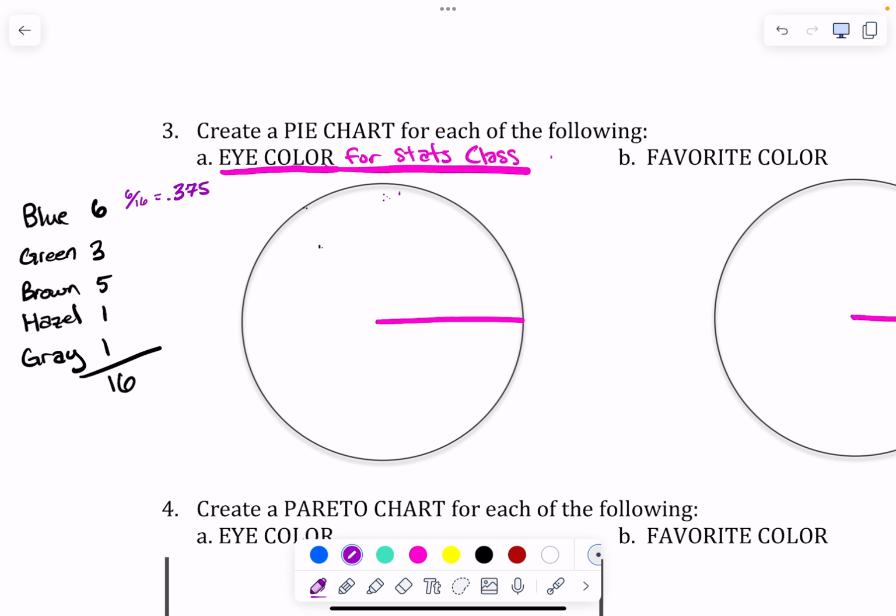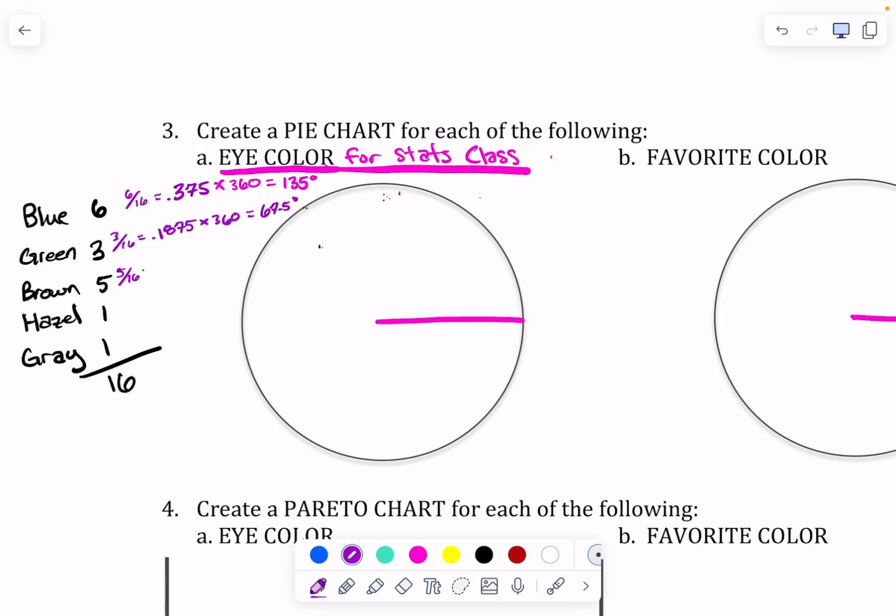0.375, so 37.5%, but then we want to figure out how many degrees that is. So we take that times 360, which is 135 degrees. Awesome. Okay, 3 over 16 is 0.1875. 0.1875 times 360 is how many degrees? 67.5. All these are going to be 0.5s after the first group.